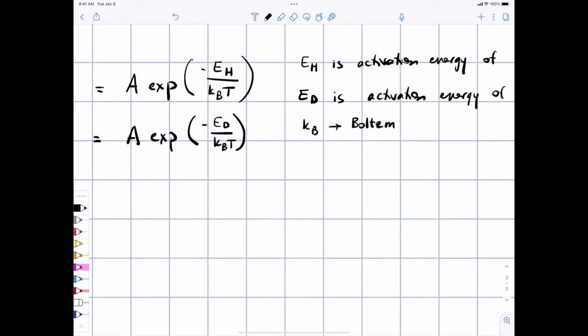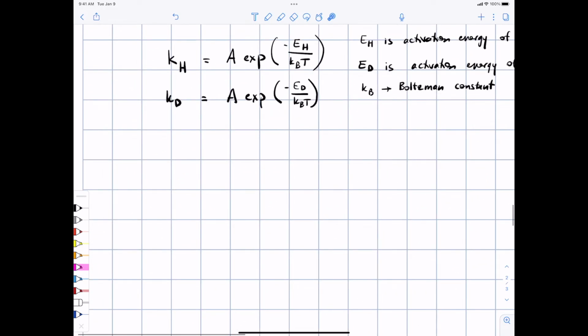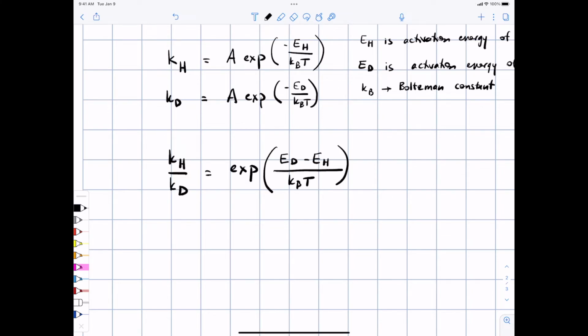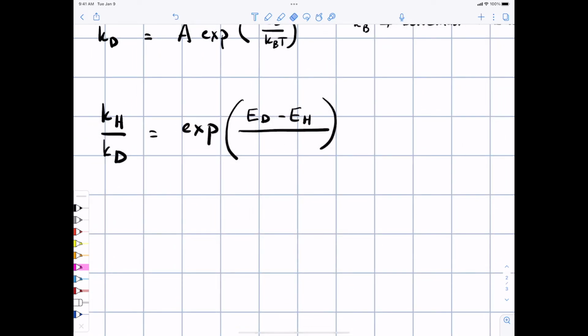This is basically the same as the universal gas constant, only it's for individual molecules rather than moles. T is temperature. And I won't go through the math in any detail, but if you divide KH by KD, this is your kinetic isotope effect, and it turns out to be the exponential of the opposite of the hydrogen minus the opposite of deuterium activation energies, or in other words, the activation energy of deuterium minus the activation energy of hydrogen divided by KB T. So you can see where the kinetic isotope effect comes from.